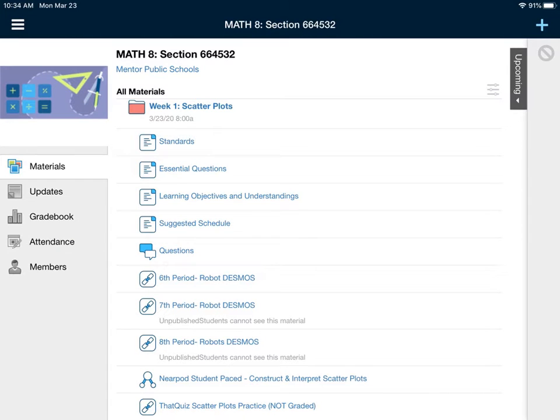Okay, so that was the suggested schedule. So I looked at that. And also there's questions here. You might want to look in there to see if other students had questions and maybe you could help someone else out, or maybe you have a question yourself. We're going to be in the Nearpod lesson, which is right here, and it's going to be at your own pace. So go ahead and open your Nearpod lesson.